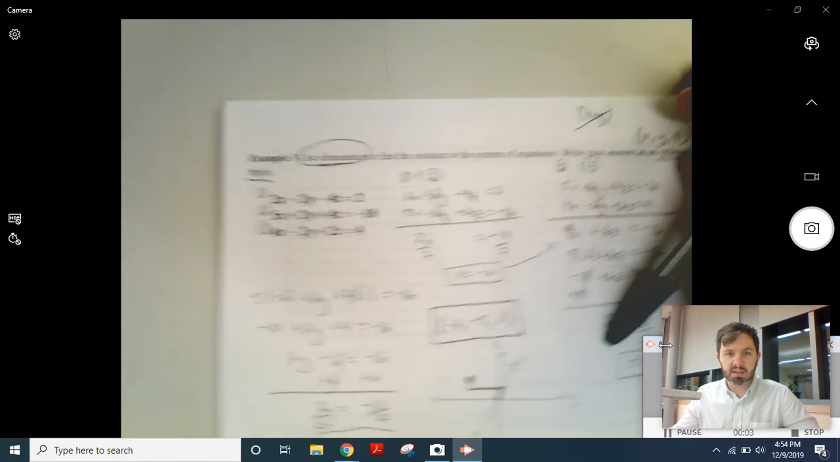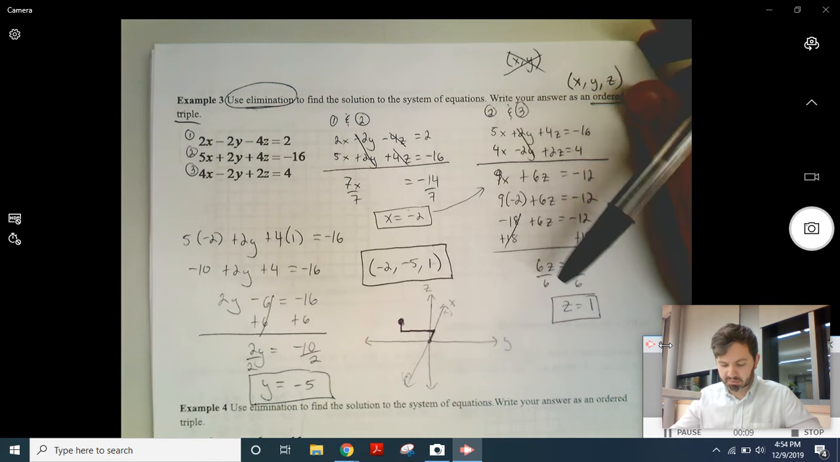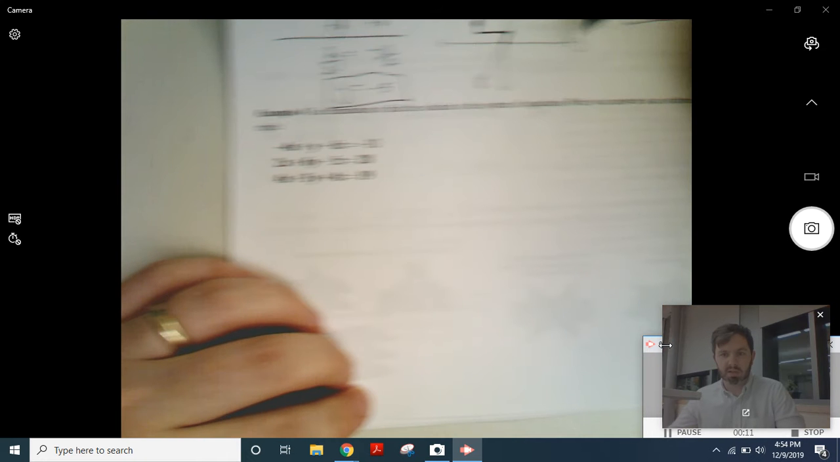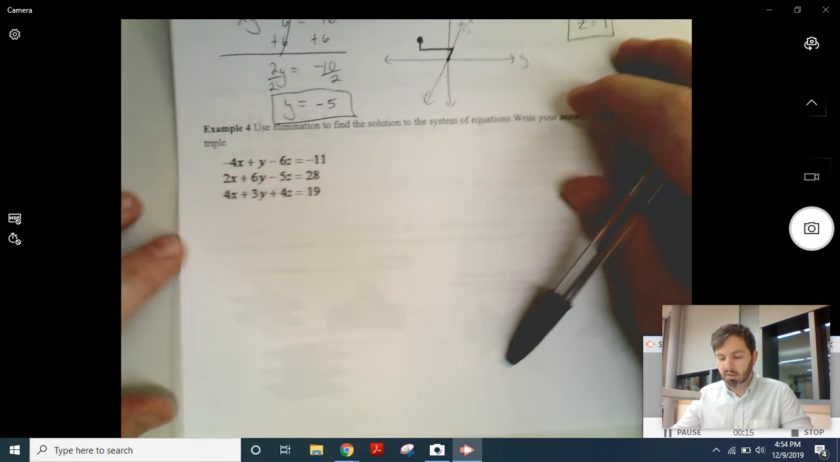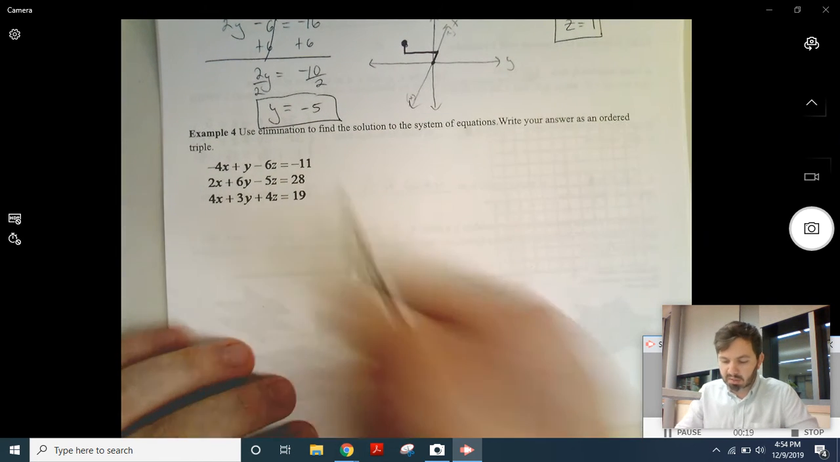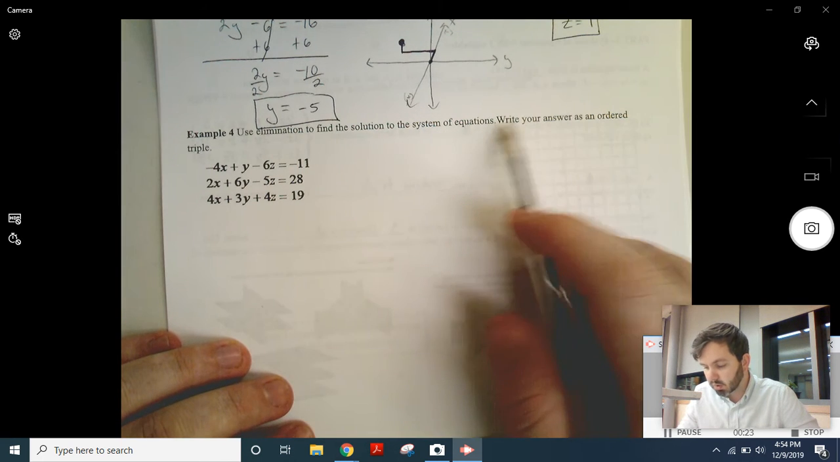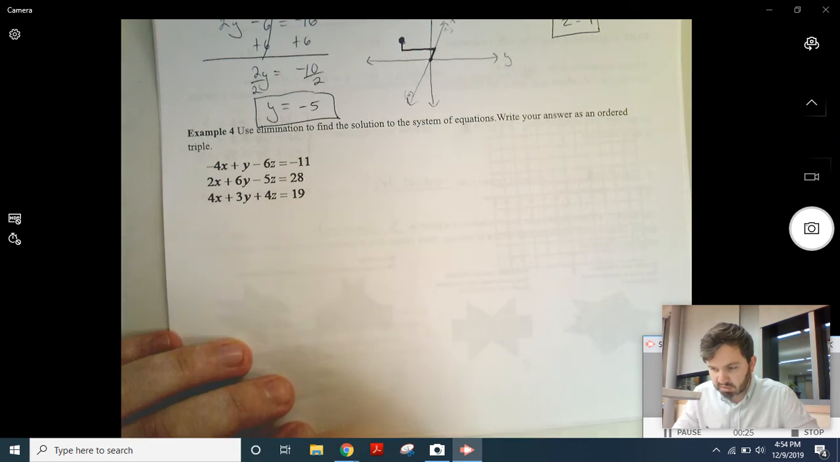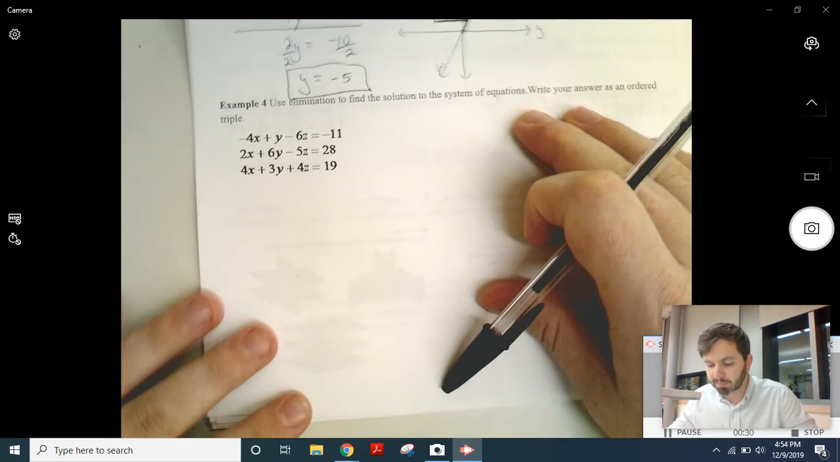We looked at example 3 of a system with 3 equations with 3 variables. Now we're going to look at another example. This time we're looking at example 4. Example 4 is another system of equations with 3 variables. Again, we're going to be using elimination to find the solution to the system of equations. We're going to write our answer as an ordered triple, just like before, like this: x, y, z.